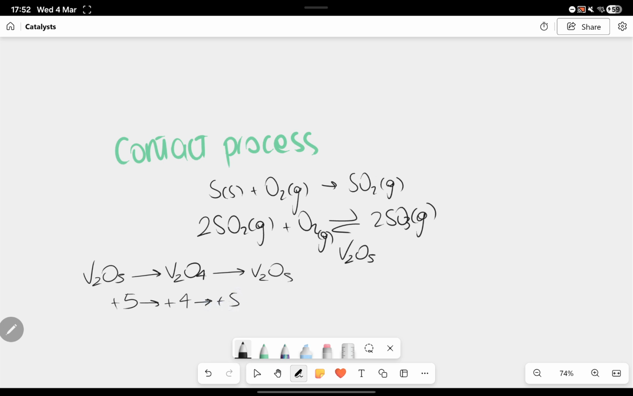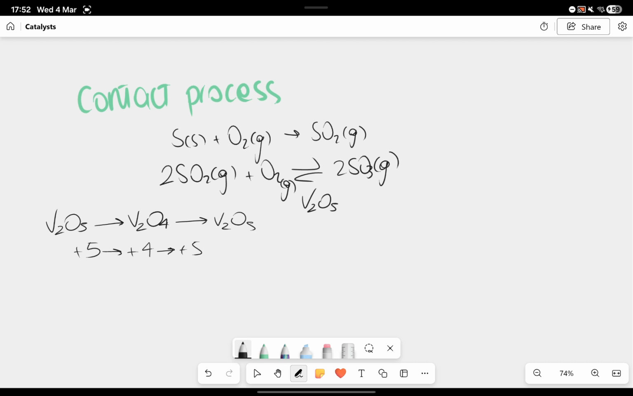Now, you can figure this out in different ways. One is that you write the half equation for the change between sulfur dioxide and sulfur trioxide, and instead of the electrons, you would write the catalyst. Or you can just think about if the sulfur dioxide changes to sulfur trioxide, as we can see, it gains oxygen, so it is oxidized, which means that the vanadium must be the opposite, it must be reduced.